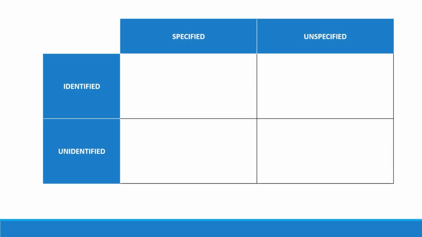Let's now combine these classifications in a table to try and visualize their relation. On one side, an impurity can be either identified or unidentified. We can put these groups in the first column of the table. On the other side, an impurity can be specified or unspecified. We'll put these categories on the top row. Now we've created 4 groups.